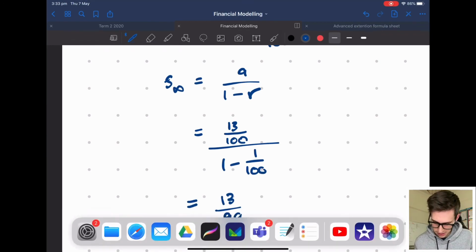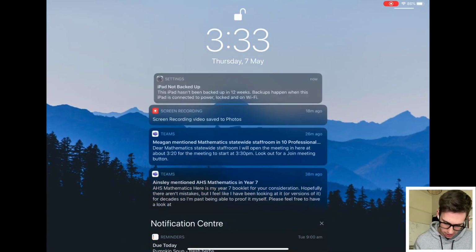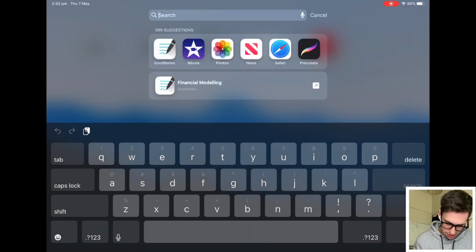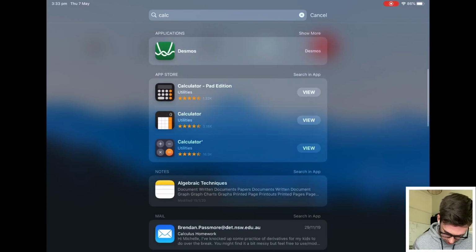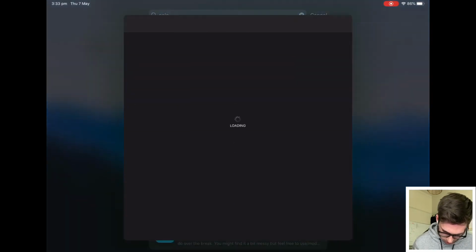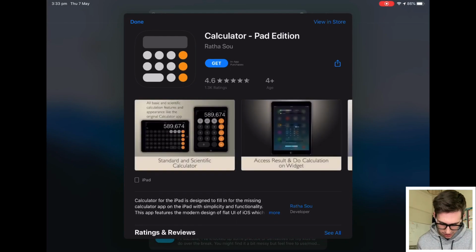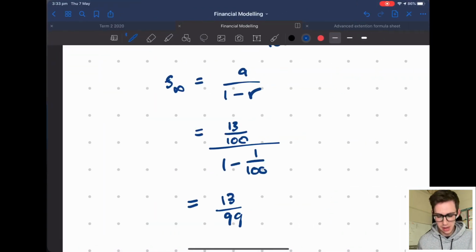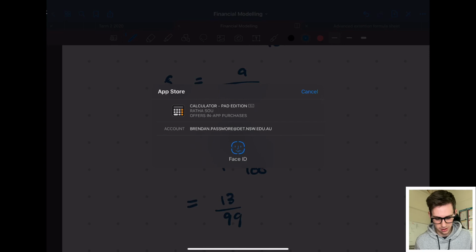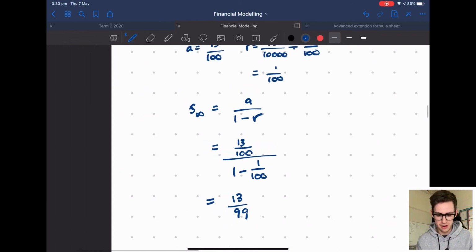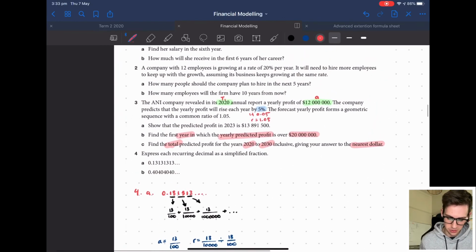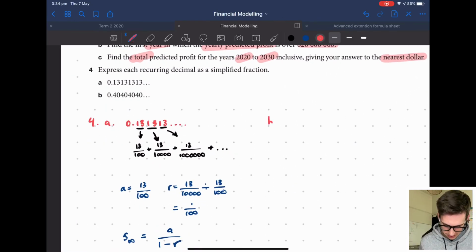Now 13 over 99, I'm not sure. I hope I have a calculator on here. Let's find out. Calculator. Oh, come on, surely. You're joking. Do I actually have to download a calculator? Right, well look, maybe you can try this yourself. Oh, I hate apples so much. If you type 13 over 99 in your calculator, do you want to bet what you're going to get? 0.131313.